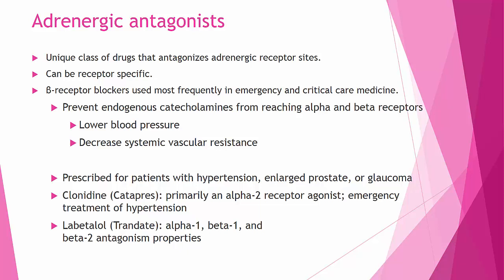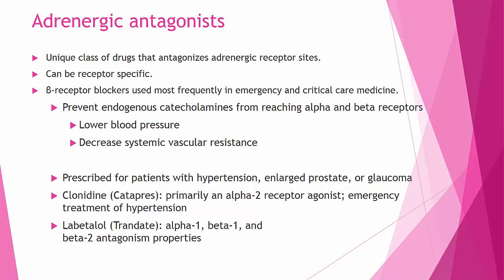Now, as far as your beta adrenergic, this is the one we're going to focus on the most because this is the one that you are more apt to actually give in the field. All right. So with your beta blockers, they're going to bind to whatever beta adrenergic receptor site they are, and they're going to antagonize the beta effects of epi and norepinephrine. This is going to be used for hypertension, angina, some arrhythmias, anything where you have excessive amounts of your epi or norepi being released.